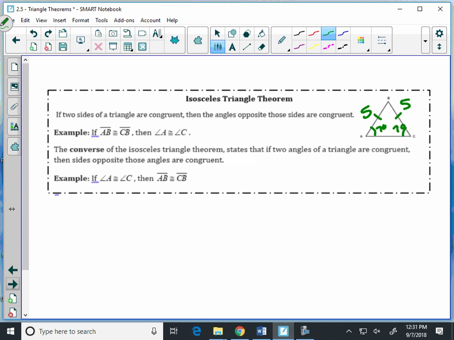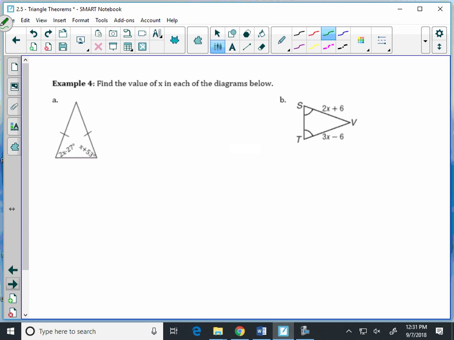Okay. Let's apply this. So take a look at these examples. It says find the values of x in each of the following diagrams below. So we take a look at A. We want to find x. I notice they're angles of a triangle. And what do we know about all the angles of a triangle? What do they add up to? 180. Can we use that? Can we use the angle sum theorem here to find x?